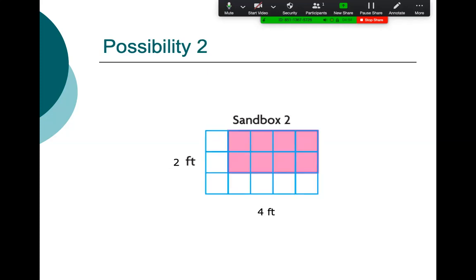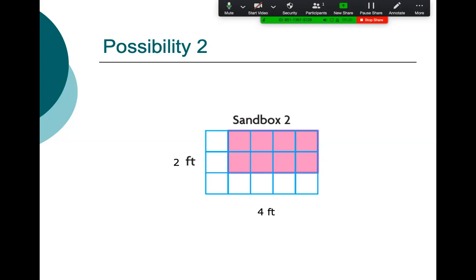Another possibility would be having this rectangle. Don't you think that this also could be an answer? Yes, it can. Why? Because having 2 feet as width and 4 feet as length, I will end up with 4 plus 4, 8. 2 plus 2, 4. 8 plus 4, 12 feet as perimeter. So yes, sandbox 2 also has 12 feet as perimeter. So it could be also the correct one.